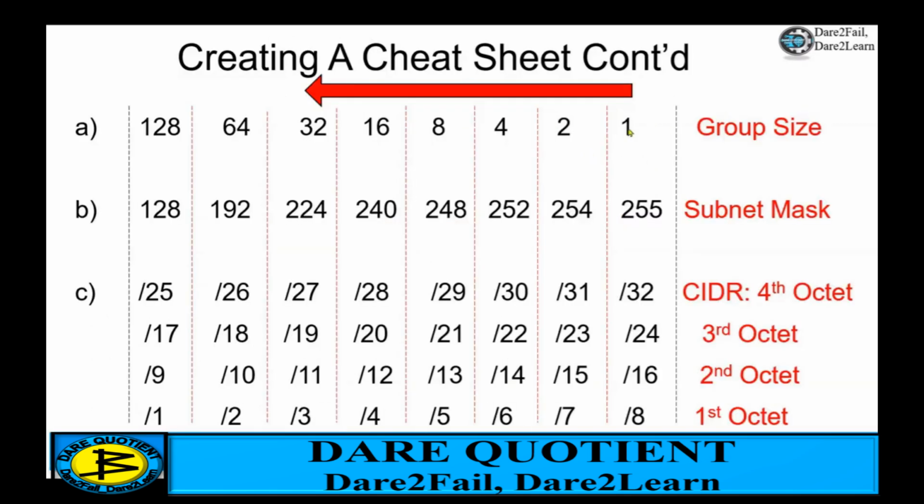If you were following along, you should have a sheet that looks exactly like this. You have your group size from 1 to 128, your subnet mask from 255 to 128, and your CIDR from /32 to /25 for the 4th octet, /24 to /17 for the 3rd, /16 to /9 for the 2nd, and /8 to /1 for the 1st.